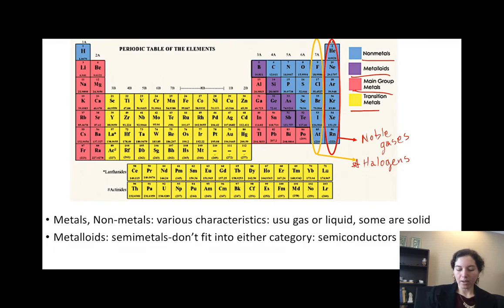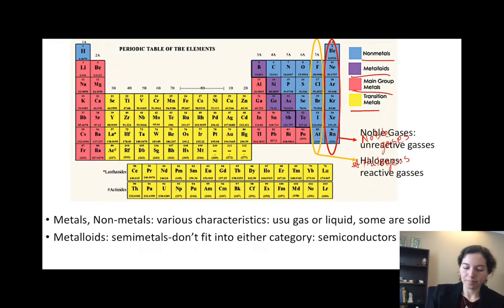So metals and nonmetals have different characteristics. We're going to go over these. Metalloids are kind of somewhere in between your metals and nonmetals. So these are your unreactive gases. We're going to talk about these in another slide.